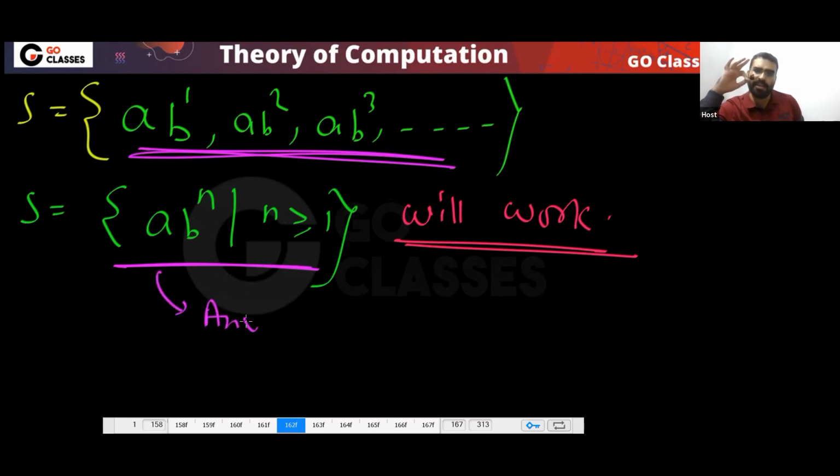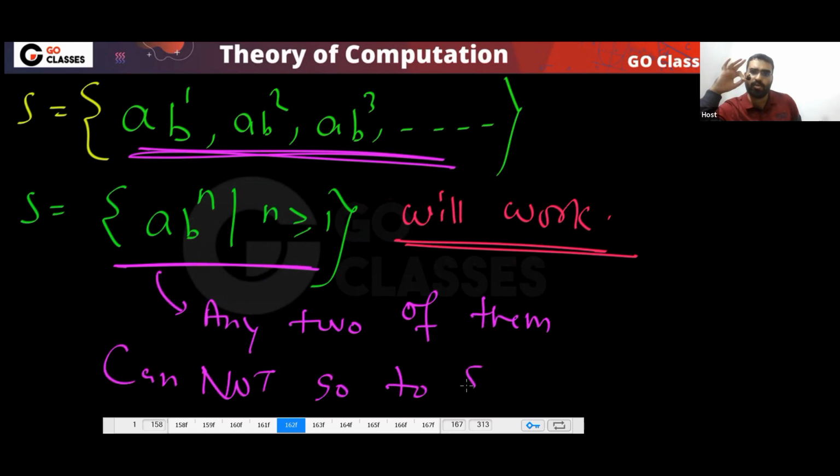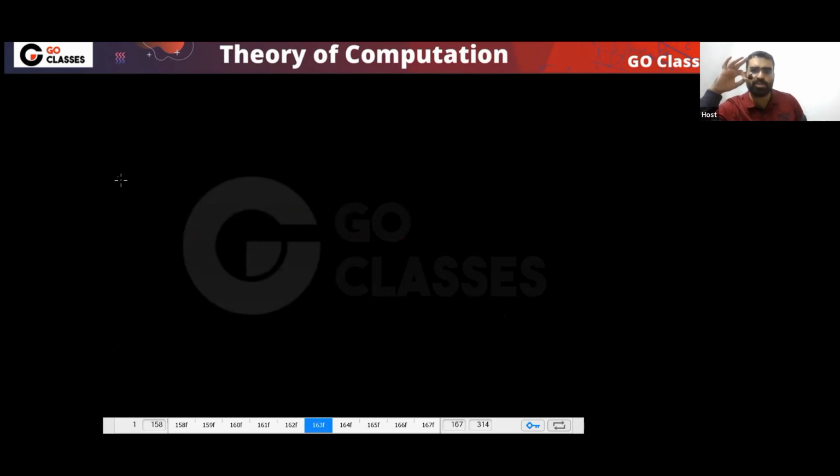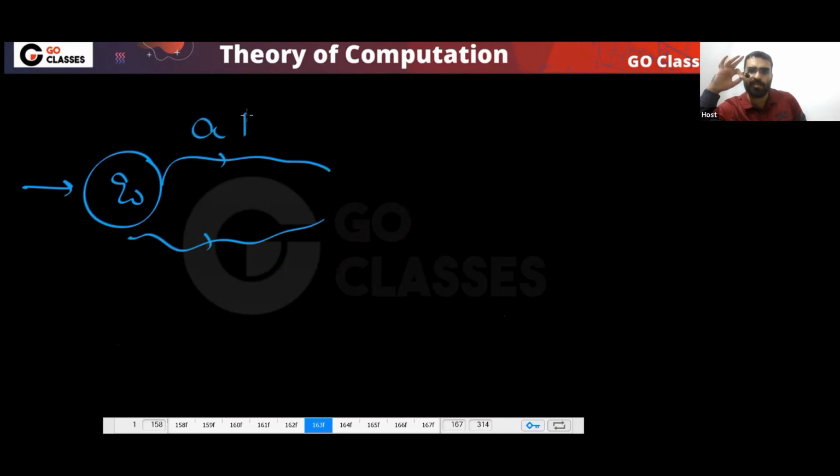Any two of them cannot go to the same state. Why? Because the problem will happen. If any two of them go to the same state, then the problem will happen. For example, if this and this go to the same state, the problem will happen.